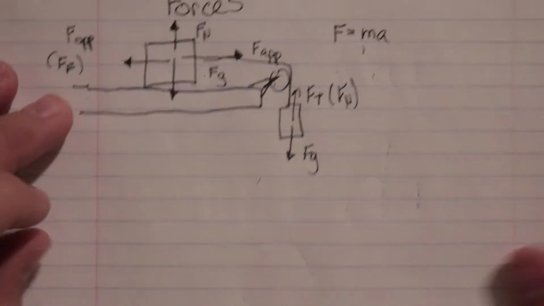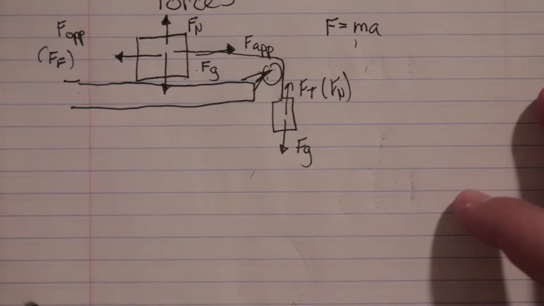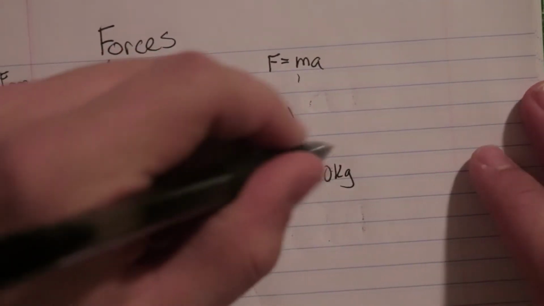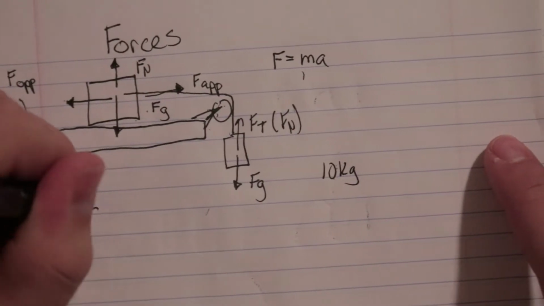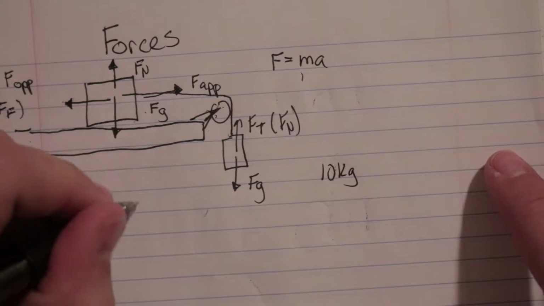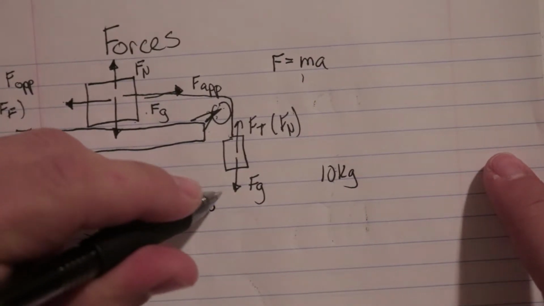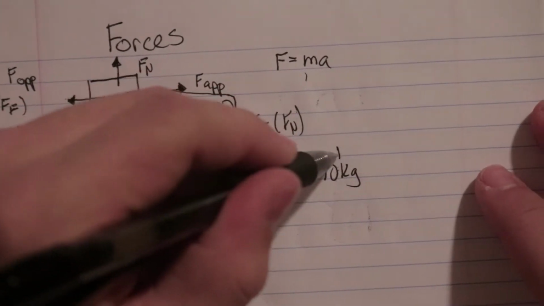Okay, continuing forces. Forces part 2, if you will. So I want to look into calculations. So FG. If my thing weighs 10 kilograms, that is kind of heavy, then what is my FG? Well, my acceleration due to gravity, G, is going to be equal to negative 9.80 meters per second squared. This is an acceleration. This is a mass.